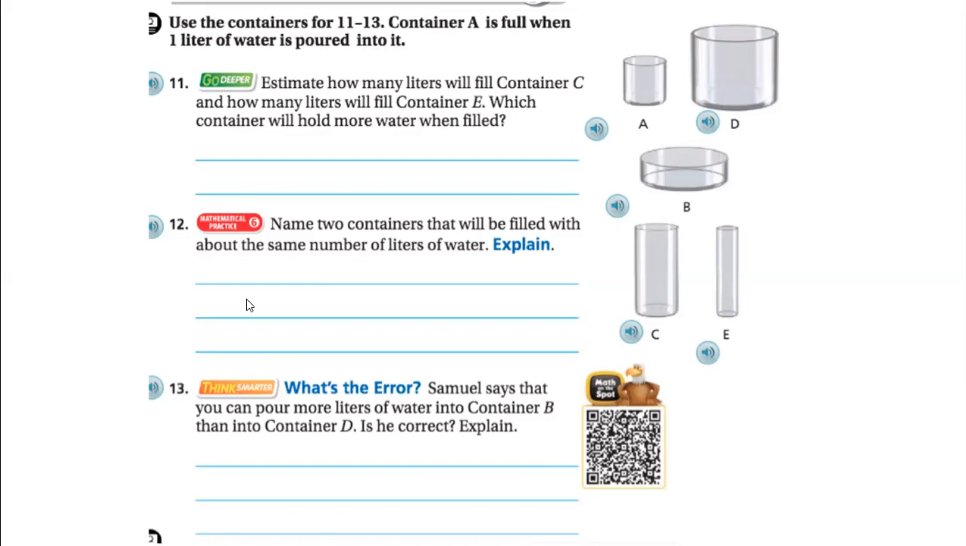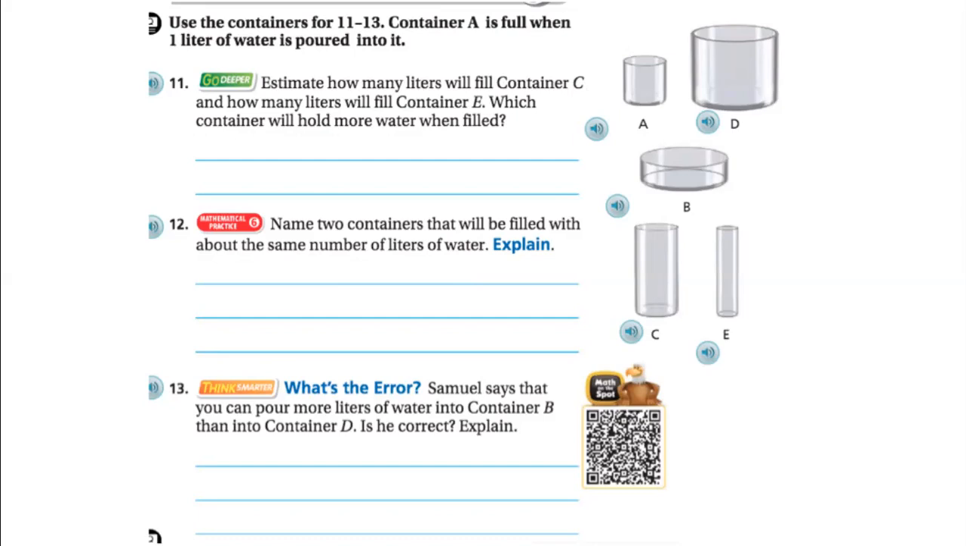Number 12, name 2 containers that would be filled with the same number of liters of water. Explain. So if I look at my containers, A through E, I can tell that A and B could hold the same number of liters of water. So they both could hold 1 liter of water because of its size. Even though B is wider than A, they will hold the same volume of water, which is 1 liter. And that's how we're able to explain.